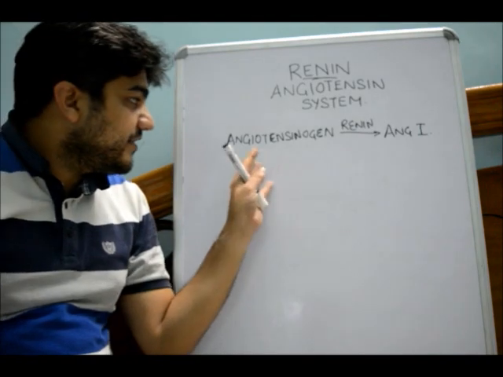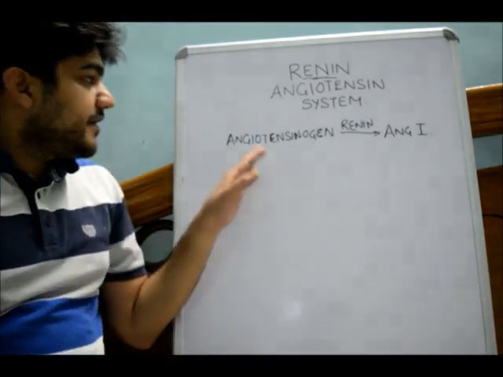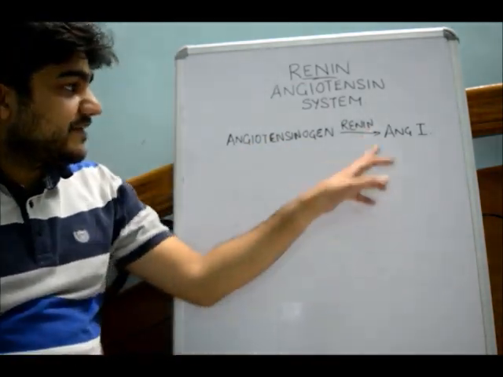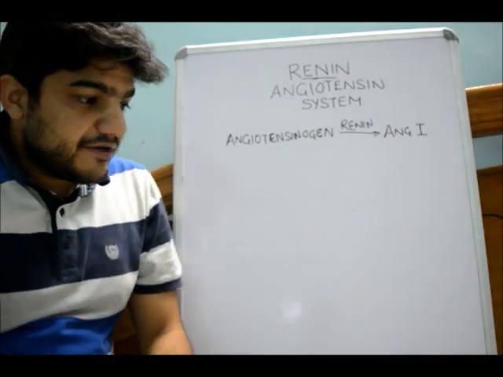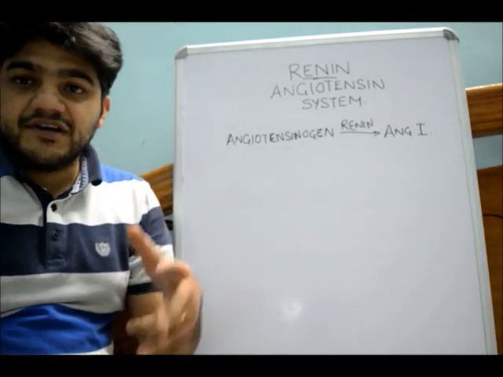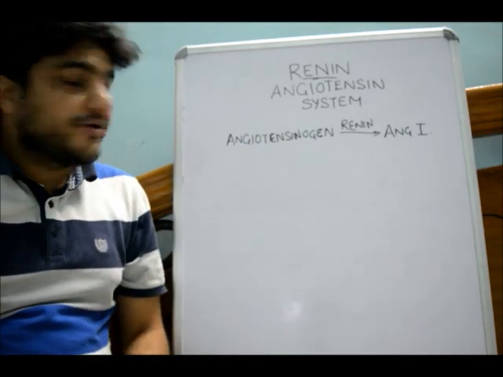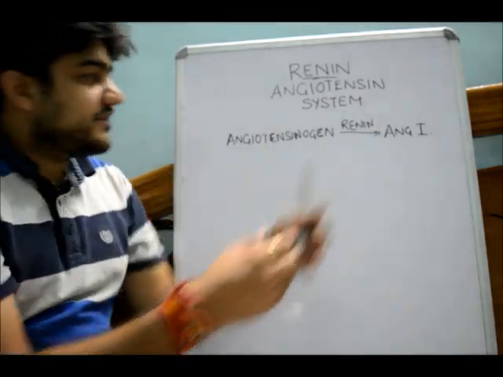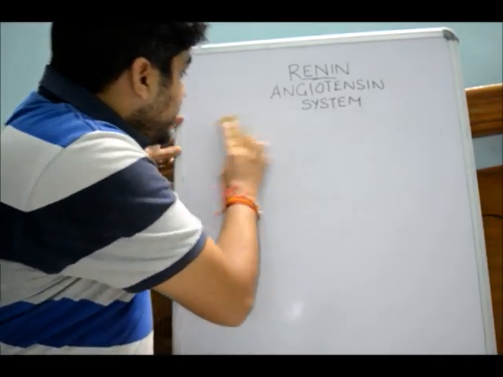Okay, so this angiotensinogen is a plasma protein secreted by the liver, and it keeps on circulating in the plasma unless it is acted upon by renin for its conversion into angiotensin 1. The amino terminal 10 amino acids are cleaved from angiotensinogen to form a decapeptide called angiotensin 1.